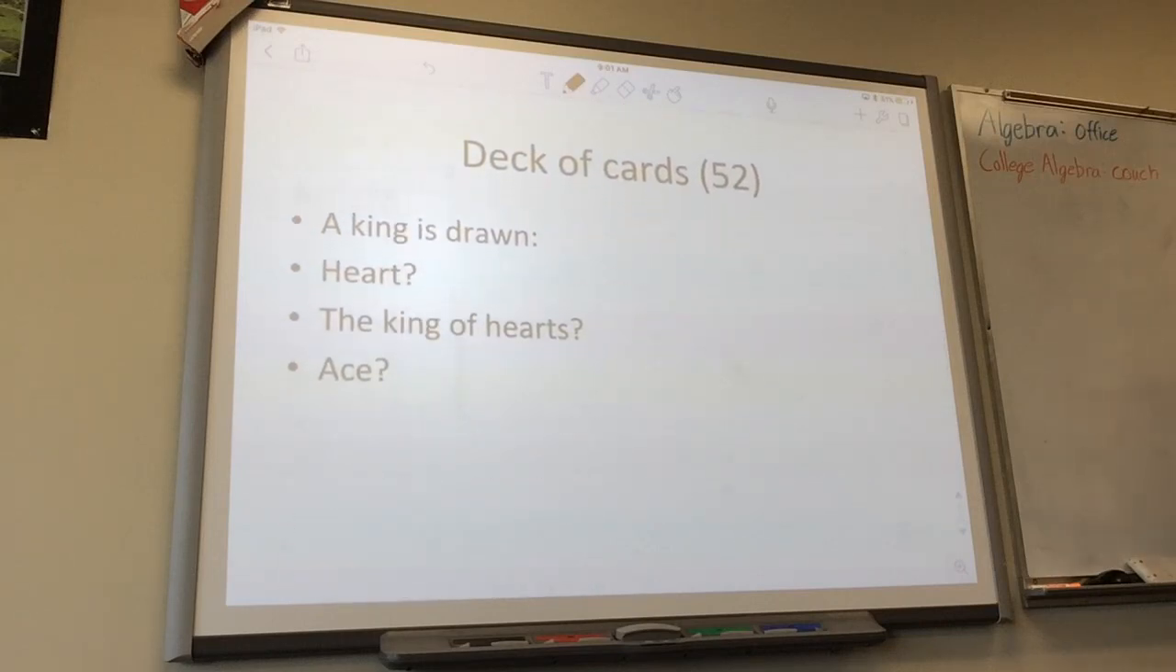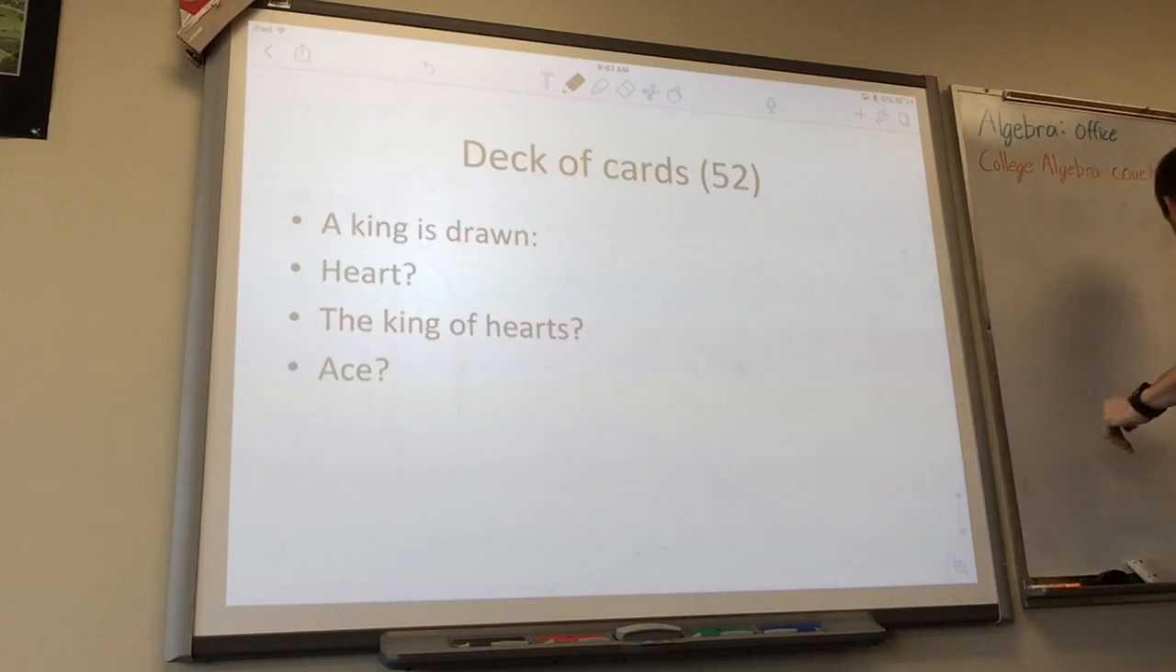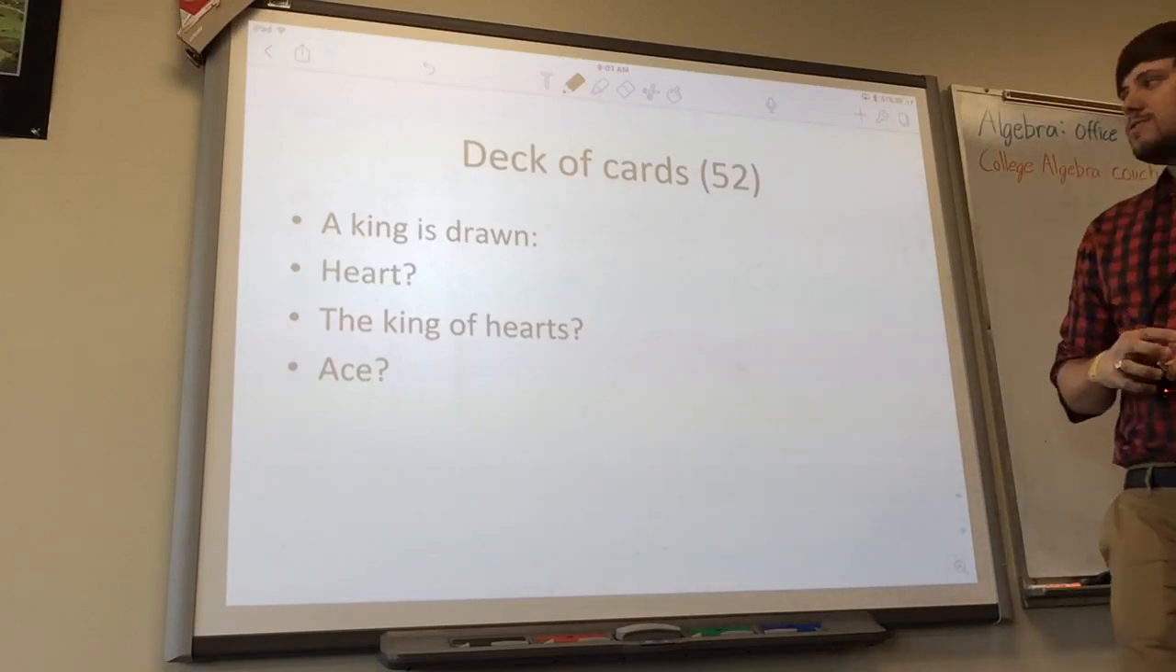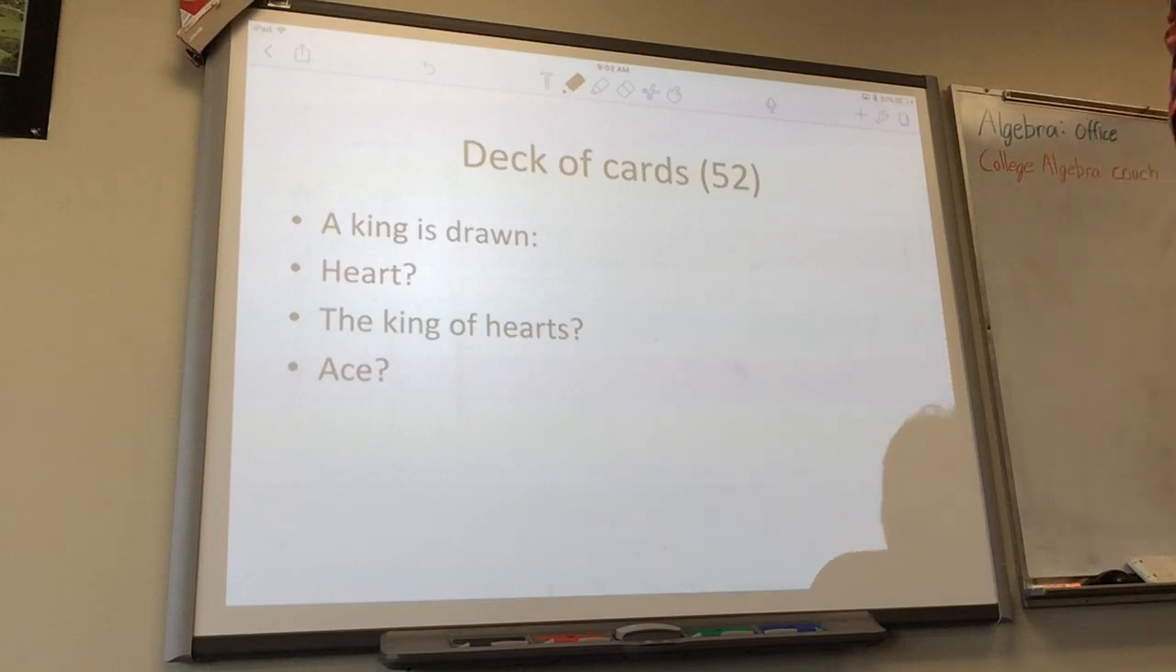All right, next. We're going to make our sample size a little bit bigger, but it's still the same concept. Okay? So a deck of cards has 52 cards in it. What is the probability that Caden draws a king here?